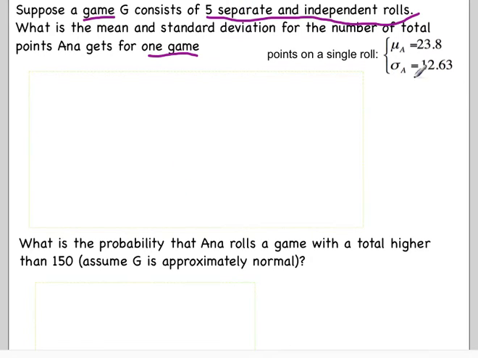And this was the information for single rolls. Now, what you have to figure out is, are we multiplying by 5 or are we adding 5 of these together? Because those are 2 different things.